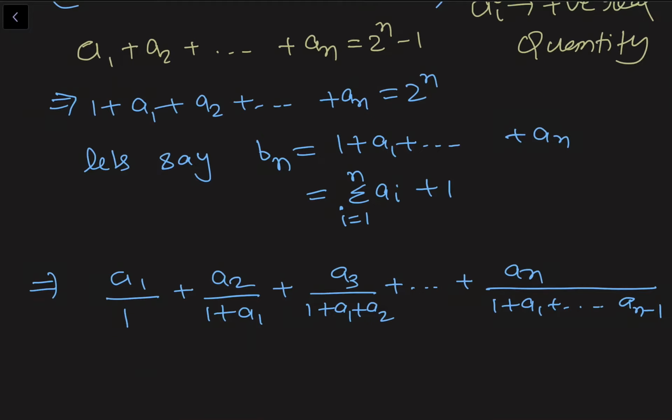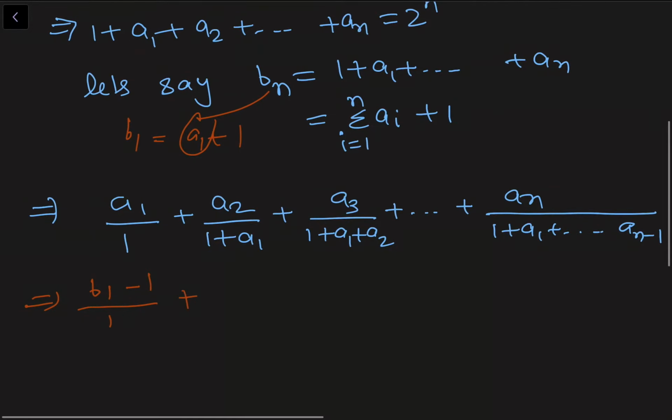See, here I can write it as b1 minus 1 divided by 1, because from here, what is b1? I will be getting a1 plus 1 only. So what is a1 here? So a1 is b1 minus 1. Same way here I can write it as b2 minus b1 divided by b1. Here b3 minus b2 divided by b2, and it goes on till here I will write bn minus bn minus 1 divided by bn minus 1.